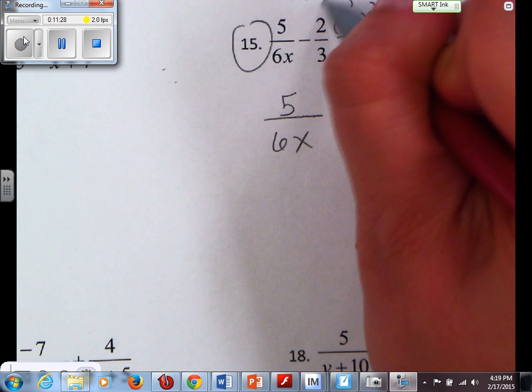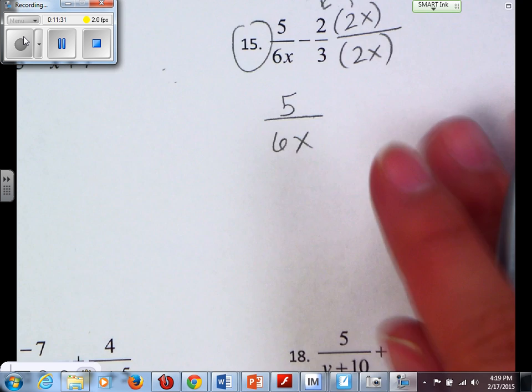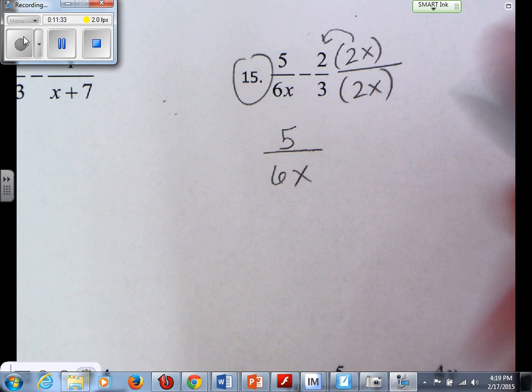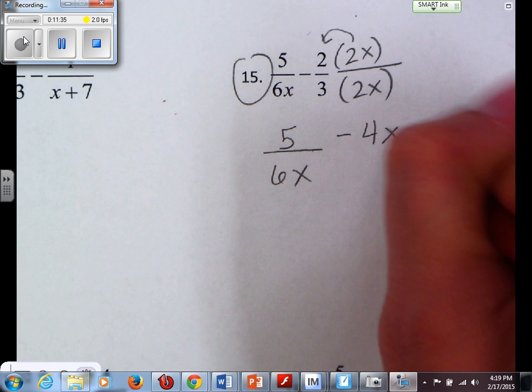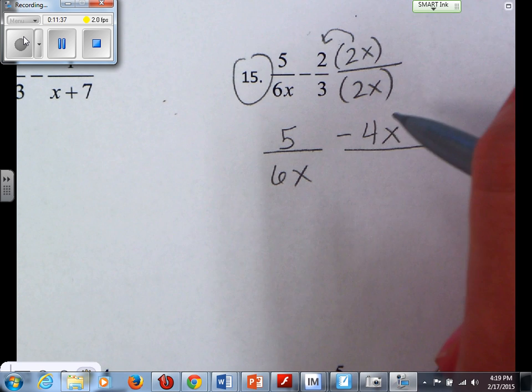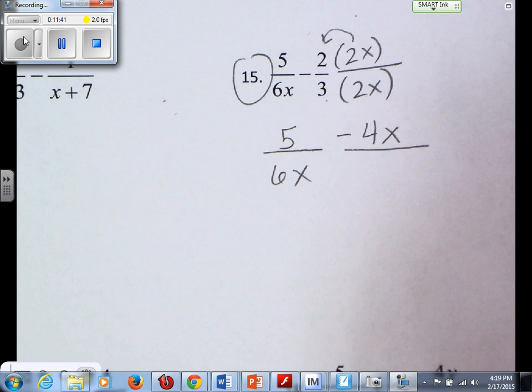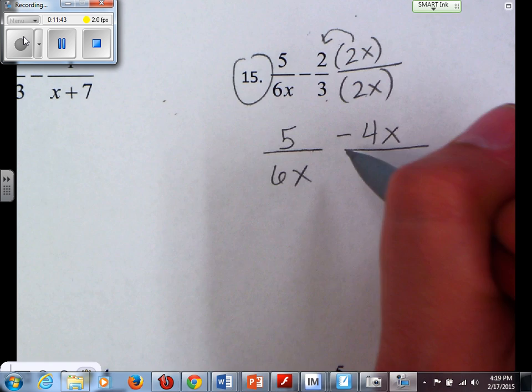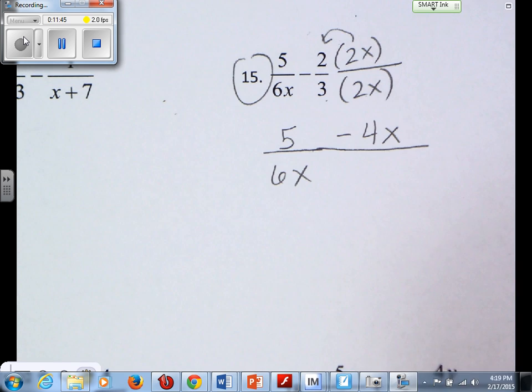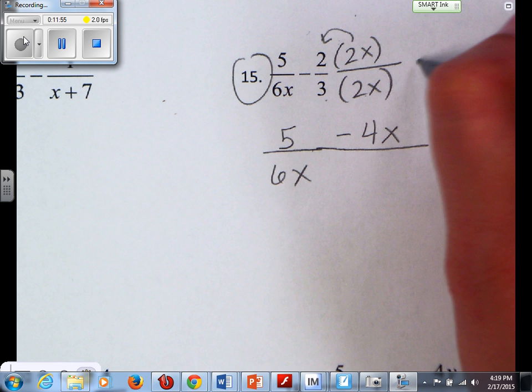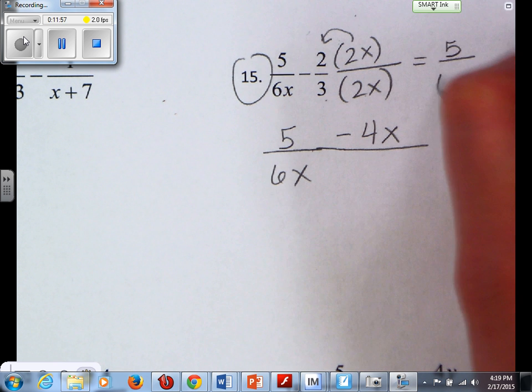What is 2x times negative 2? Good, negative 4x over, what's 3 times 2x? 6x, right? So I'm just going to go ahead and leave the 6x on the bottom because that's your common denominator. So you don't have to put another 6x? No, because they're the same, right? They're the same denominator. Do you want me to show you the steps? Yes.